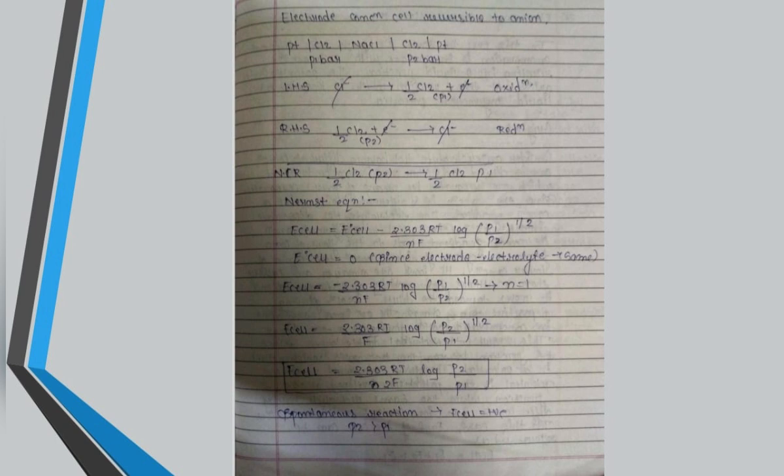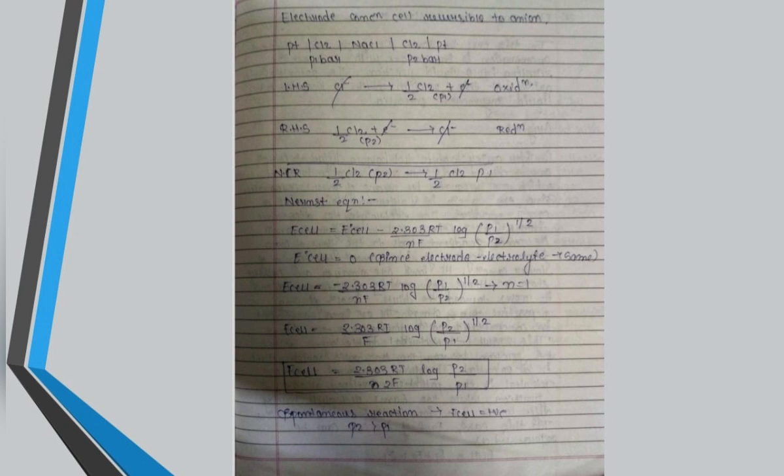Now, as usual, the Nernst equation: E cell is equal to E naught cell minus 2.303 RT upon nF log of, this time, P1 upon P2 raised to half. Previously we had P2 upon P1 raised to half, now we have P1 upon P2 raised to half. E naught cell is going to be 0 because the electrode and the electrolyte are the same. The only thing is there is a difference in the pressure. So the Nernst equation now reduces to E cell is equal to minus 2.303 RT upon nF into log of P1 upon P2 raised to half.